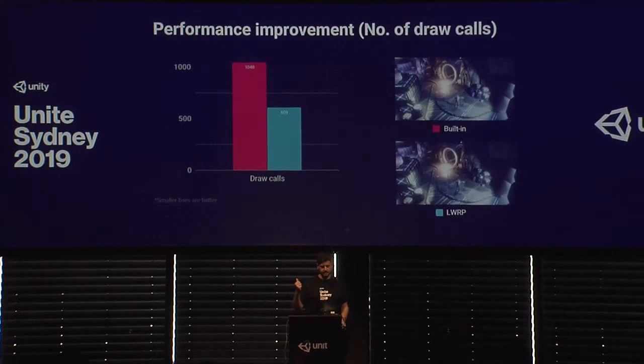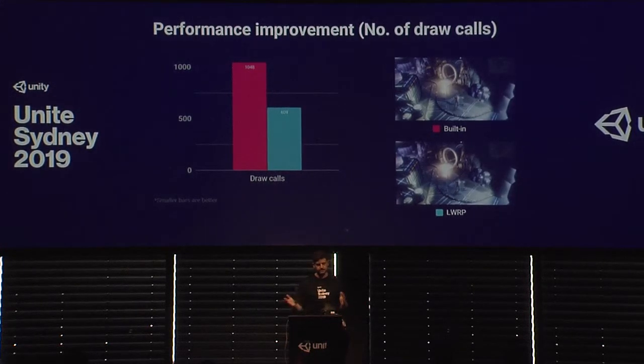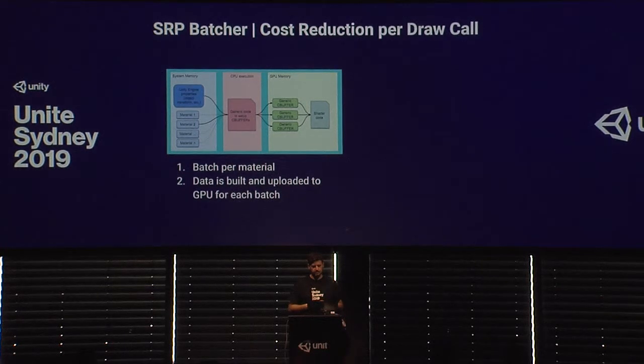So this is Angry Bots 2, one of our historic demos, second version, and we migrated it from built-in to Lightweight Rendering Pipeline, trying to achieve the same look. And you can see that it uses almost half of the draw calls. The reason for that is mostly because of this new batcher that we got, which is called SRP Batcher, very inventive name, which works actually on both Lightweight and HD. So it's a technology that's underneath the two pipelines.